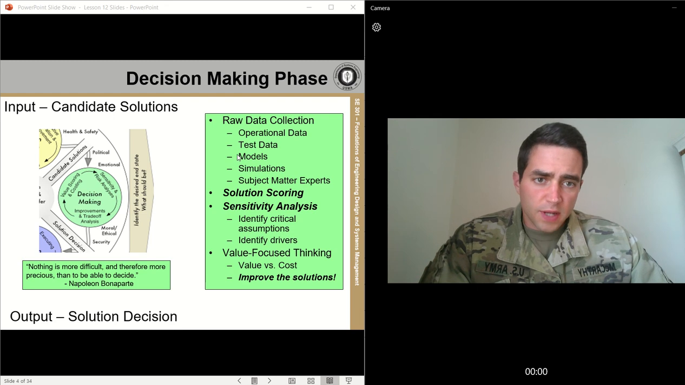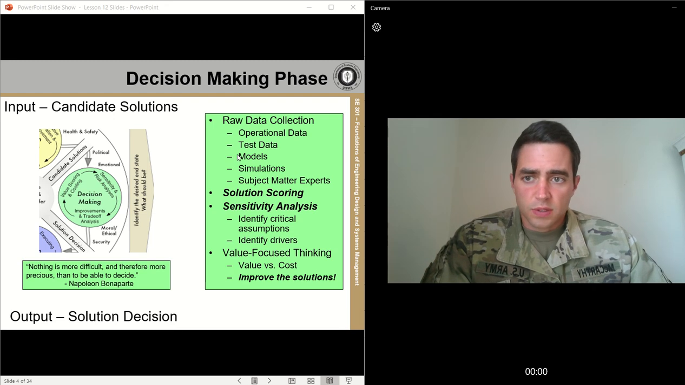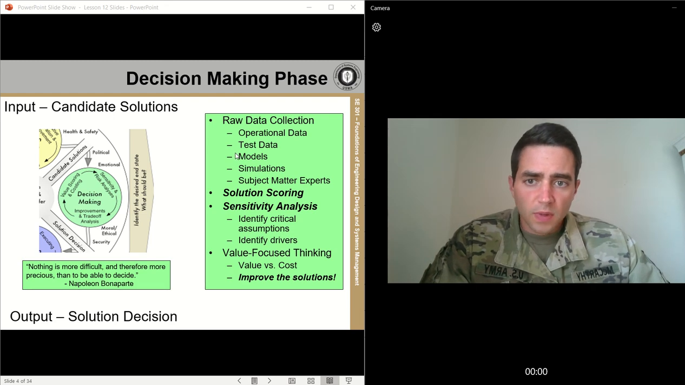Over here on the right hand side you can see some key things that go into the decision making phase. The words highlighted in bold italics indicate the tasks that are required in the decision making phase, starting with value scoring and costing, going into sensitivity and risk analysis, and then improvement and trade-off analysis. We'll go over these in detail in this lesson and the following lessons.